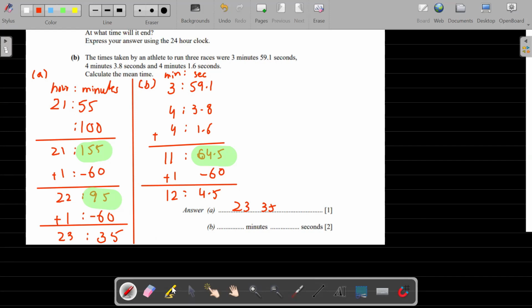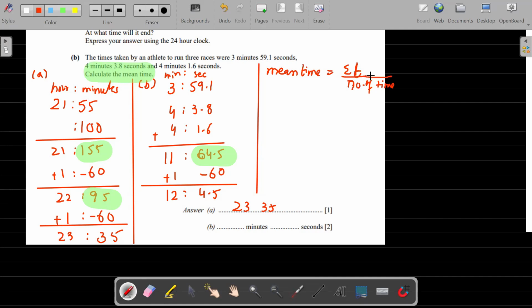There is one more thing. It says to calculate the mean time. What is meant by mean time? Mean time means total time divided by the number of times, like how many sections are present over here. So we are going to calculate mean time. Mean time is equal to the sum of time over the number of times, how many times it has appeared.